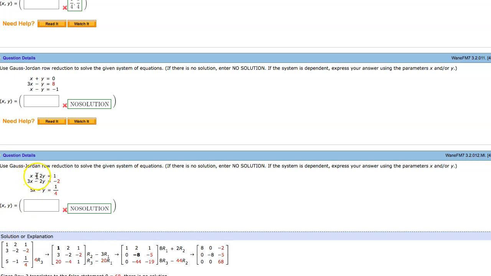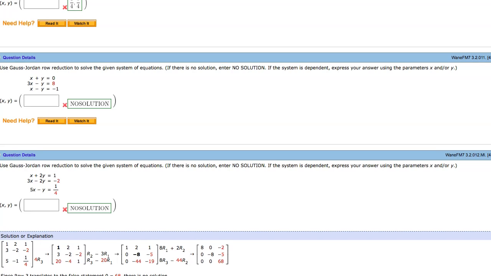So we have 1x plus 2y equals 1. So you go across the row: 1, 2, 1. Here, here, and here. And then on the second row, we have 3x minus 2y equals negative 2, so it's 3, negative 2, negative 2. And on the third row, we have 5x minus y equals 1/4. So that's 5, a negative 1 understood, and 1/4. This is the alternate way to do it, and that's what I'm doing now. And this is number 7.